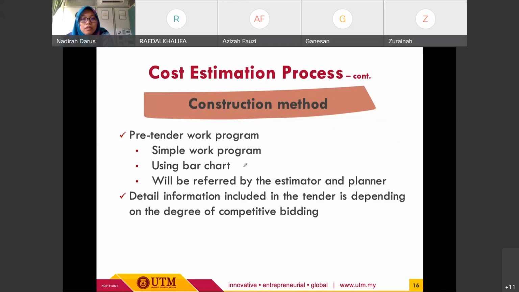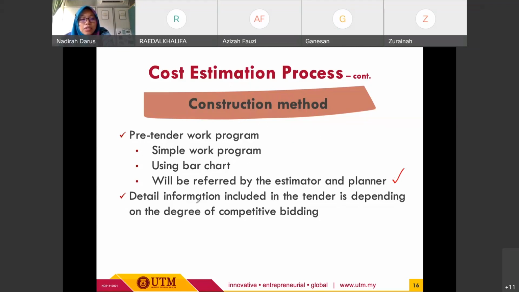If the works are big and also a large project, a complex project, then we need to prepare it by using specific software, such as Microsoft Project or Primavera, to prepare the work program. And then the other thing is that this pre-tender work program will be referred to by the estimator and also the planner, right? So that's why we need to prepare it together with the construction method, or the method statement, all right?